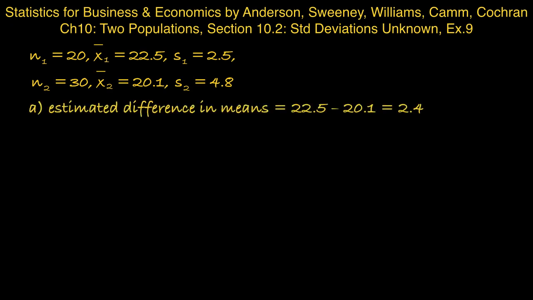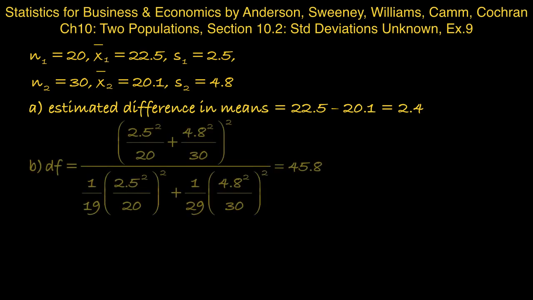So we just take the difference in the sample means and obtain 2.4. Part B, what is the degrees of freedom for the t-distribution? So we just plug in the values from the sample into that horrendous formula and obtain 45.8.